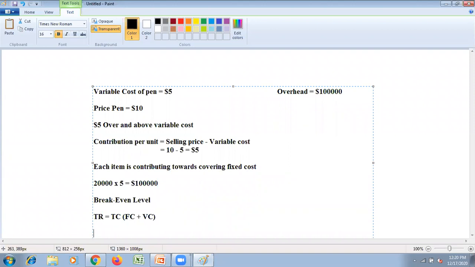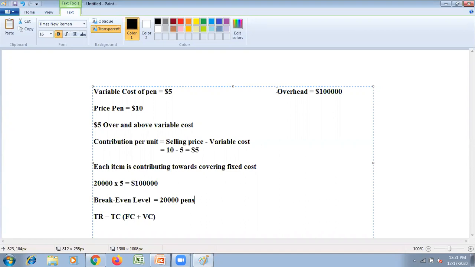So now whatever item you sell after 20,000, that will be the profit of the business. So break-even level is basically 20,000 pens. So now we can make it a profitable business, right? Because now after selling more than 20,000, the business will be getting profit.